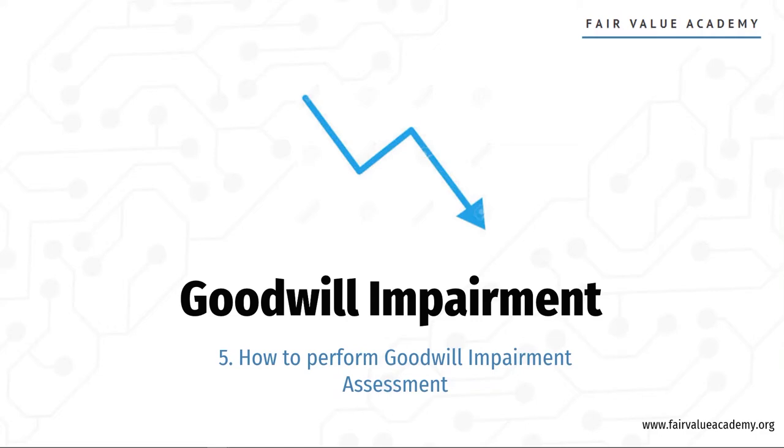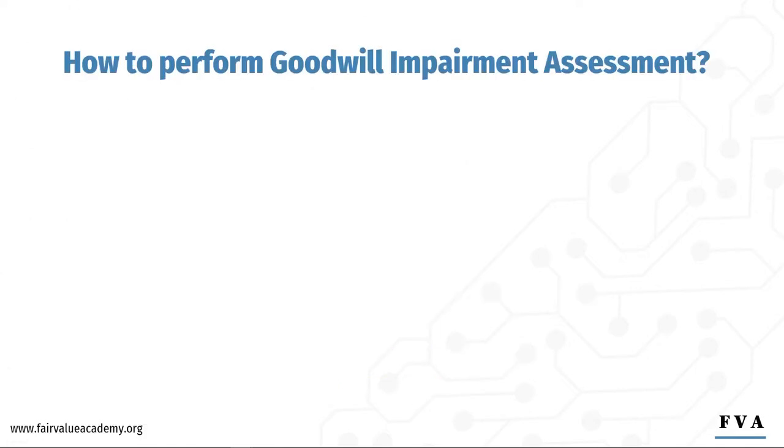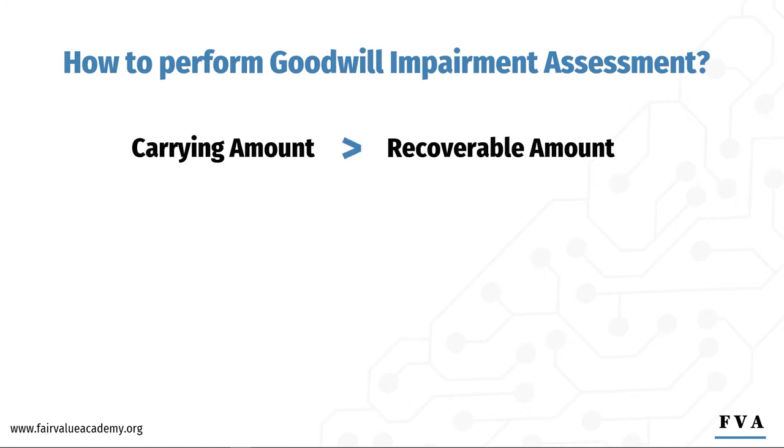In this module, we will provide you a step-by-step guide to perform Goodwill Impairment Assessment. According to IAS 36, an asset is impaired when its carrying amount exceeds its recoverable amount as of the measurement date. To quickly explain this, I will use a very simple example.